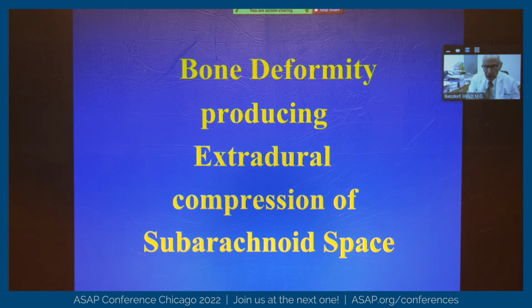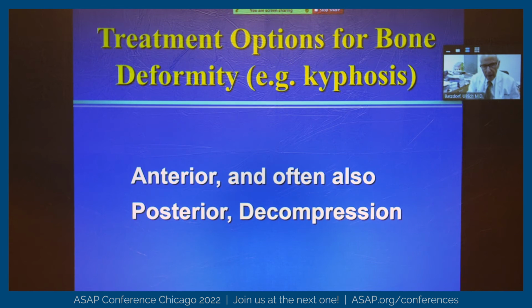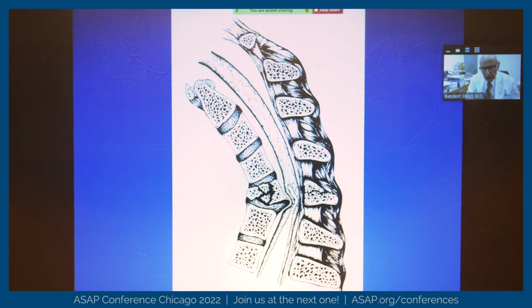Bone deformities from an injury can also obviously produce a blockage of the subarachnoid space. Next. And this can be useful to relieve the bony obstruction. Next. Here's an artist drawing how an injury in the cervical spine can produce obstruction of the subarachnoid space and a syrinx cavity as drawn by the artist.